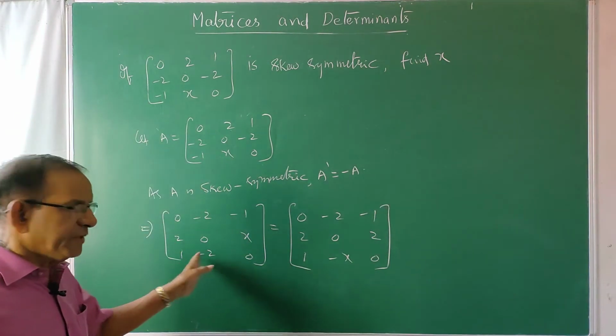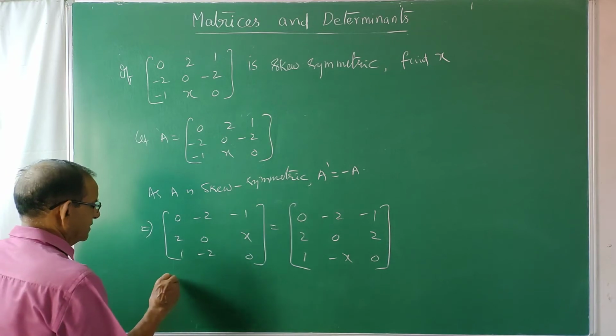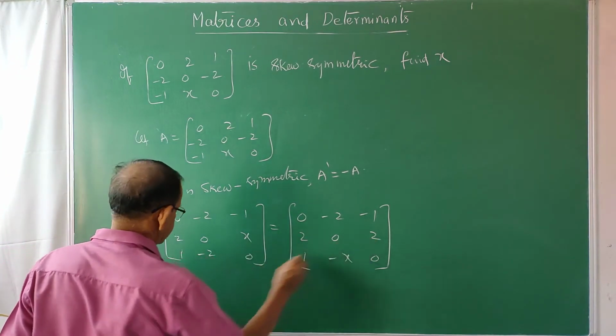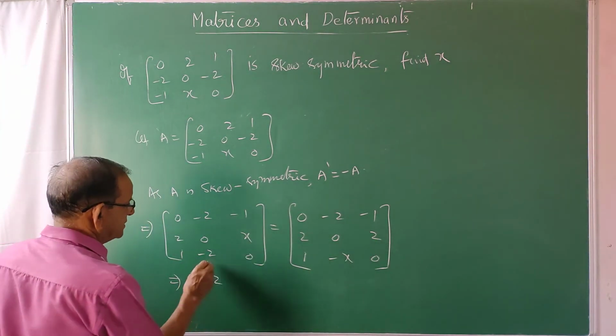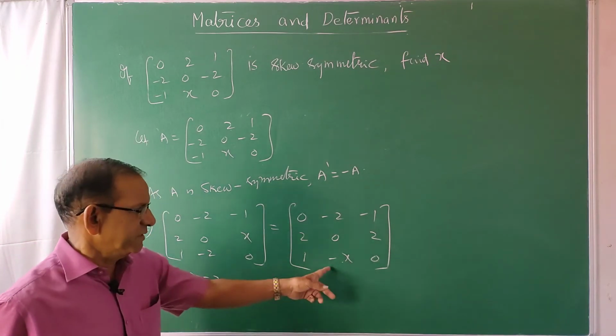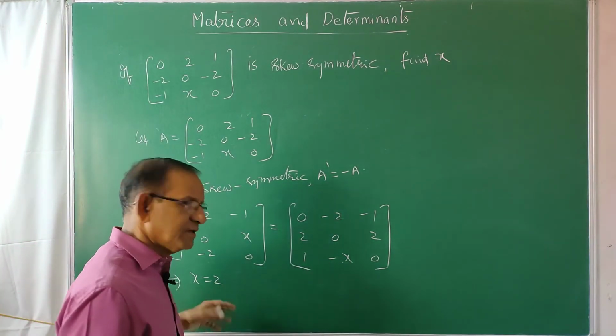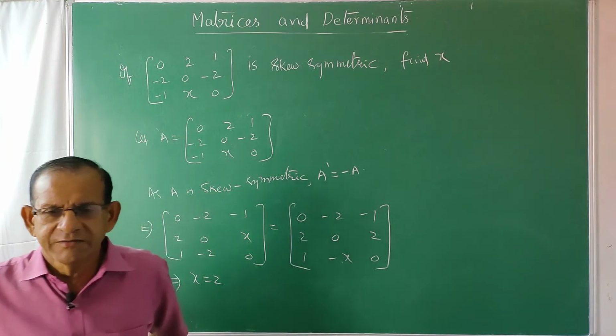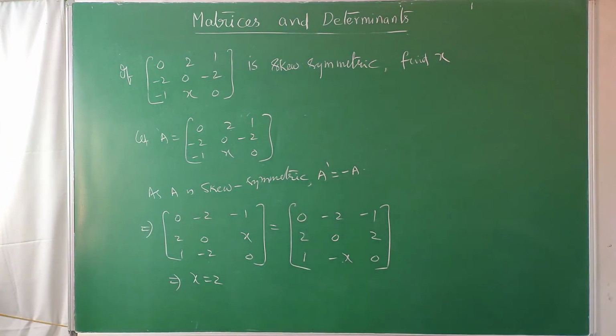Now compare the corresponding elements. That implies what is x here? X is equal to 2. Is it satisfying this also? Minus 2 is equal to minus x. So x is equal to 2 from that also. So x is equal to 2 is having a unique value, is the unique solution for that.